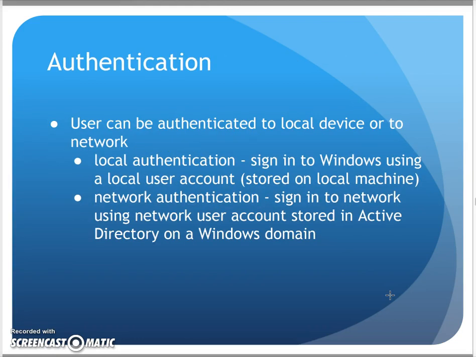So looking at the first part, authentication. A user can be authenticated to a local device or a network. Local authentication is just that. You're signing on to your local device, a Windows device or your desktop computer, and that account is saved on that machine. So if I fire up my laptop and it's not connected to the internet or anything, and it first prompts me for a password and I type it in and finish logging in, that is an account stored on that machine, allowing me to access that machine. That's your local authentication.